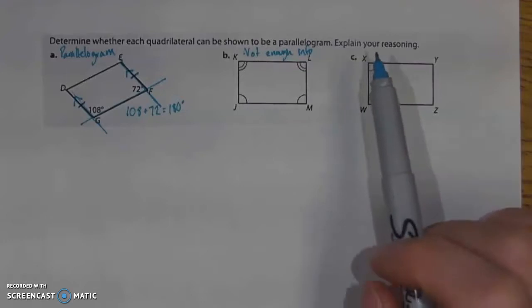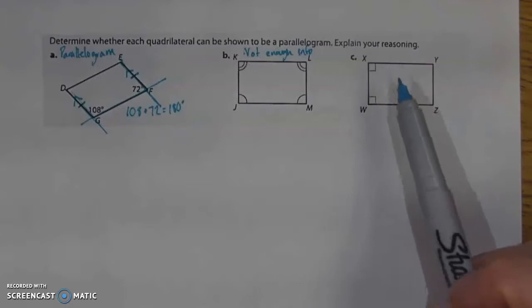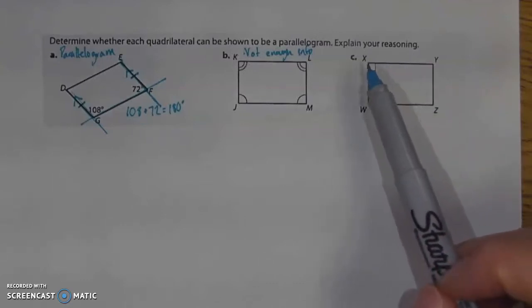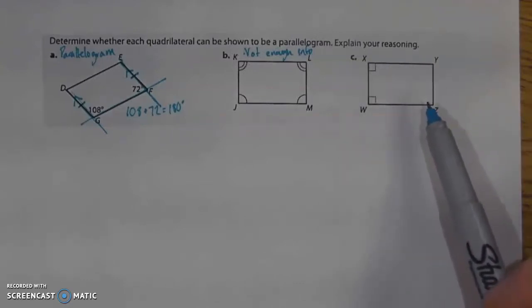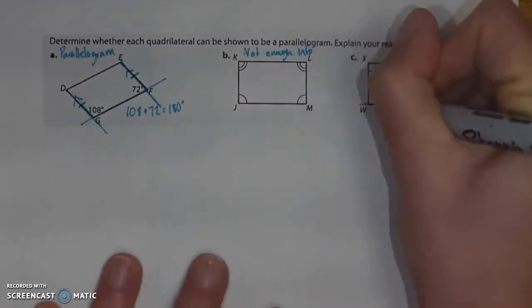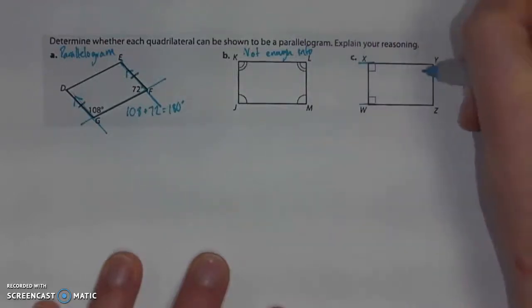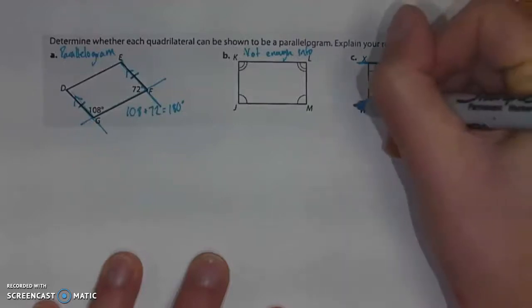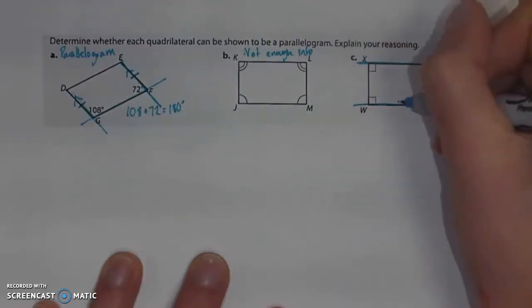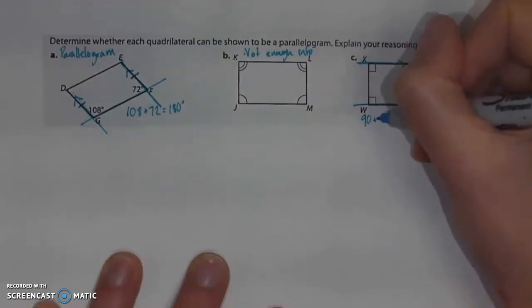Let's look at C then. In C, I see that these are 90-degree angles. So I also know that they're congruent to each other. If I could say for sure that Y and Z were 90-degree angles, I would have that opposite angles are congruent. But I don't have anything on Y and Z. Let's see if I can do anything with parallel lines. Well, if this is 90, X is 90, and W is 90, that means that the line here containing XY and the line containing WZ, well, those would have to be parallel, right? Because 90 plus 90 equals 180.